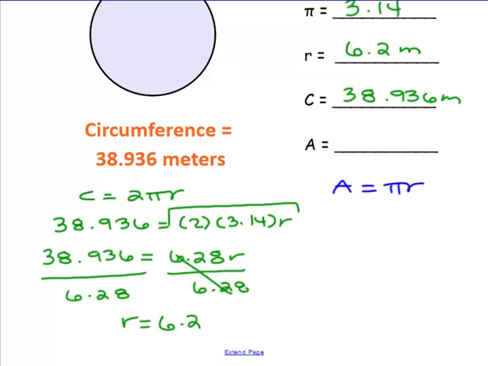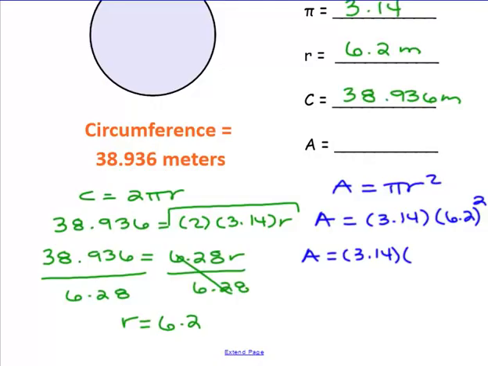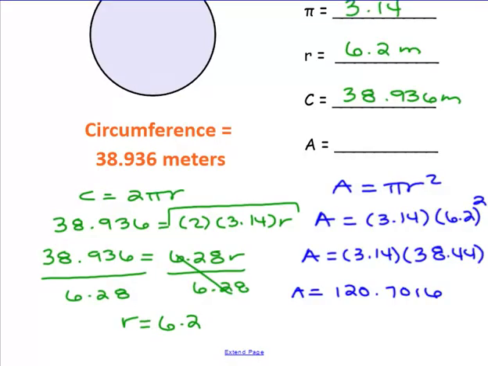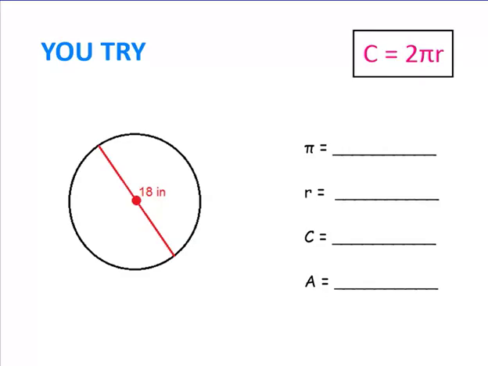Area equals pi r squared. Area equals 3.14 times our radius, 6.2, squared. Area equals 3.14 times 6.2 times 6.2, which is 38.44. Multiply those two together, and you're going to get a rather large decimal, but don't round it. 120.7016. And the reason why I really don't want you to round it is because I really want your answer as precise as possible. I'll ask you to round it if needed. All right, so you go ahead and try this one.